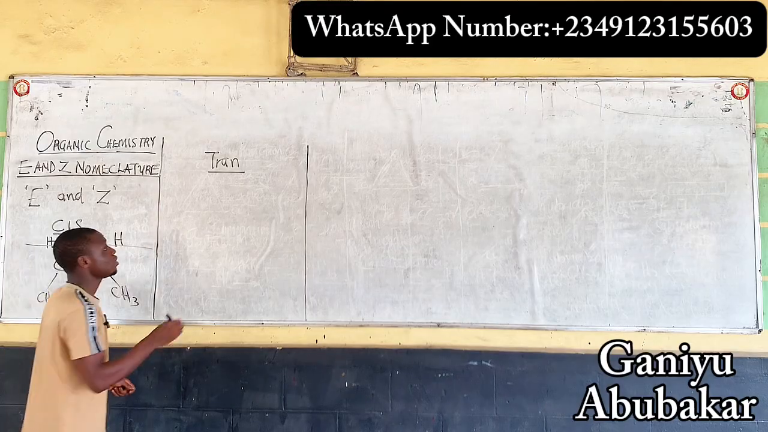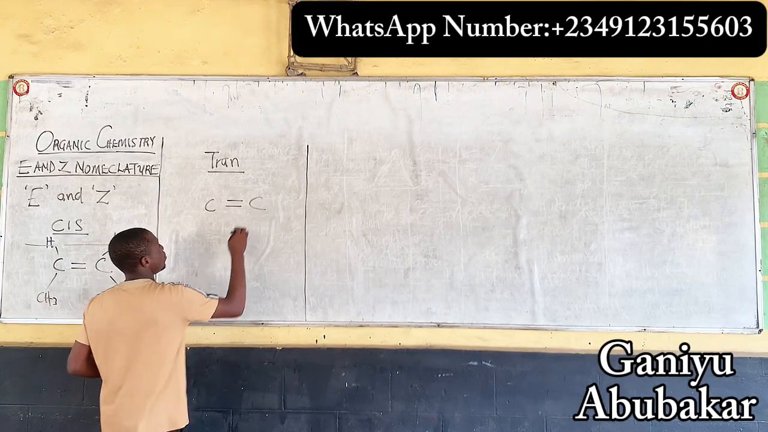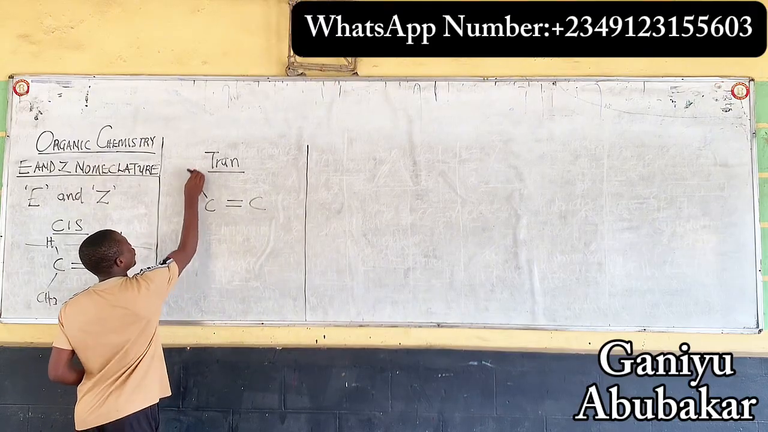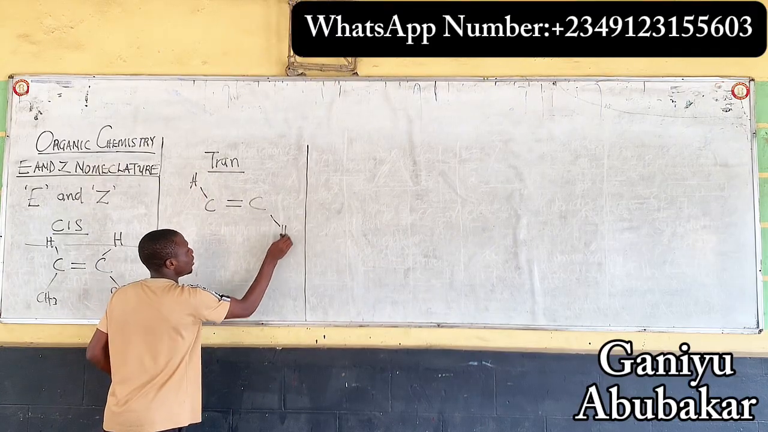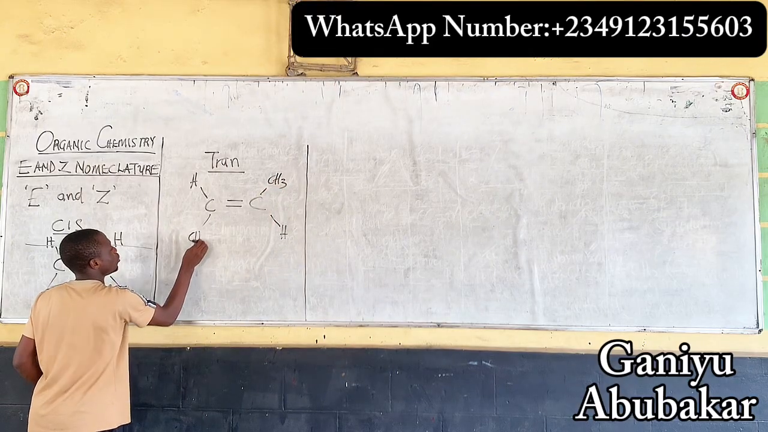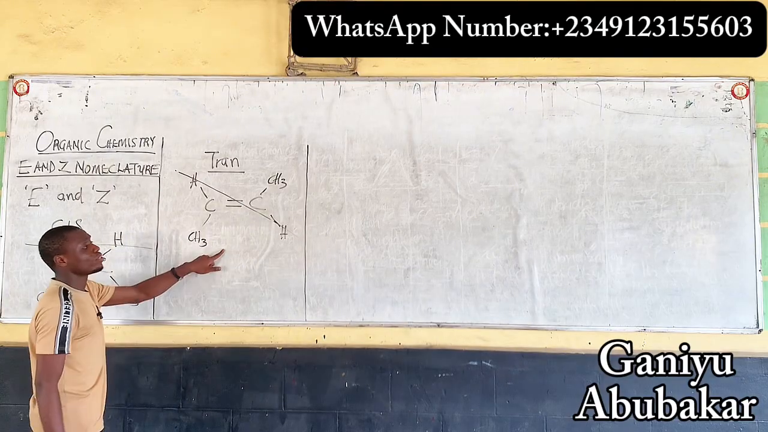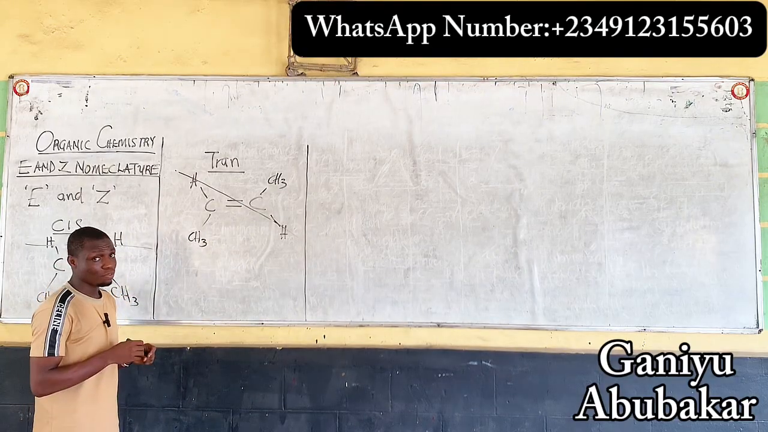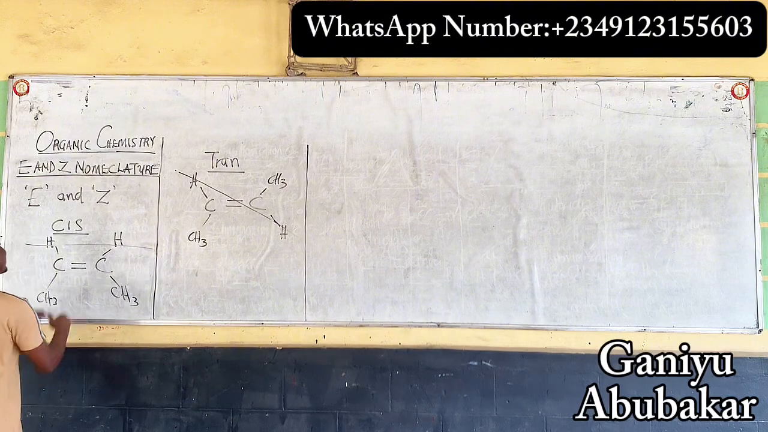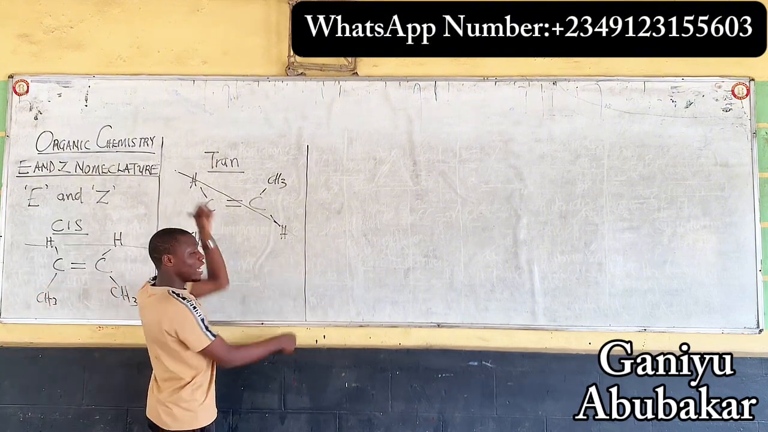What of trans? For trans, I have the same compound, but the H are in diagonal form. CH3 is here, CH3 is here. The H are placed diagonally. This is a trans system. So here's the concept: for cis, they are placed horizontally, for trans in a diagonal sense.